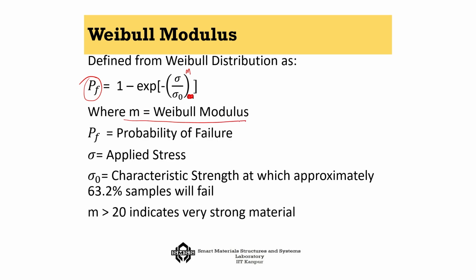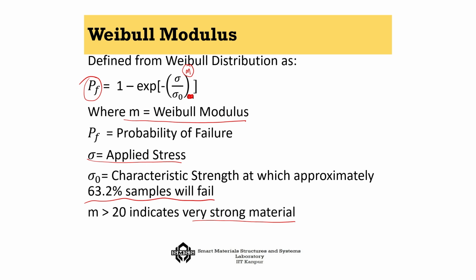Pf is the probability of failure, which from experiment you should be able to figure out, that how much percentage of samples are surviving under an applied stress sigma. Sigma 0 is the characteristic strength at which approximately 63% samples will fail, and once you have this probability diagram, you should be able to calculate what is the m value. If the m value is greater than 20, it indicates a very strong material with a very high reliability, and if m value is less than 10, that means it has a very unreliable strength.